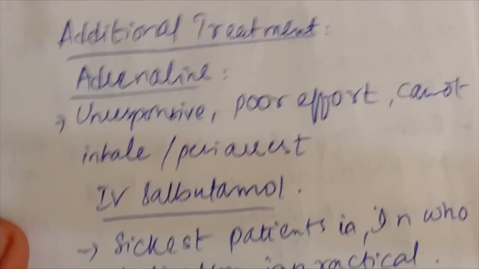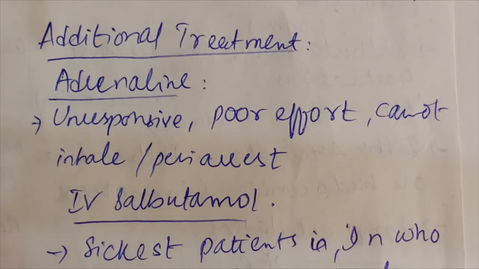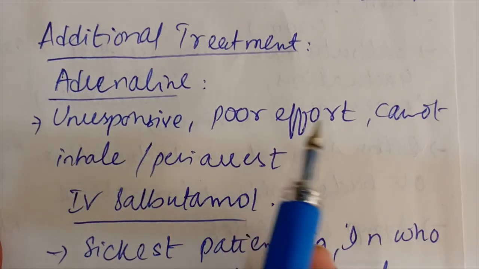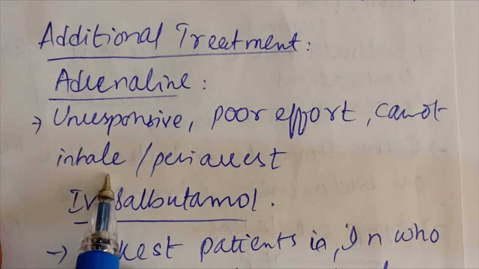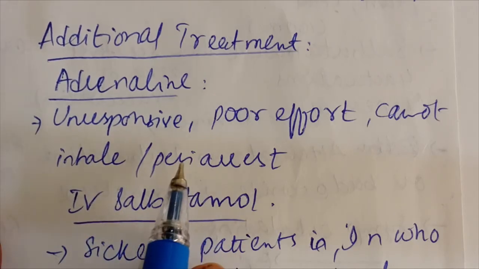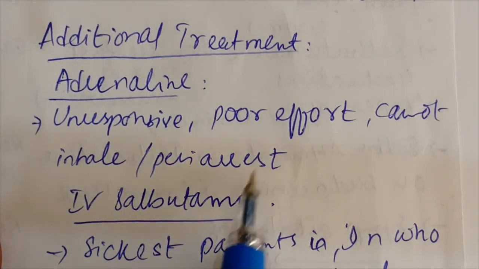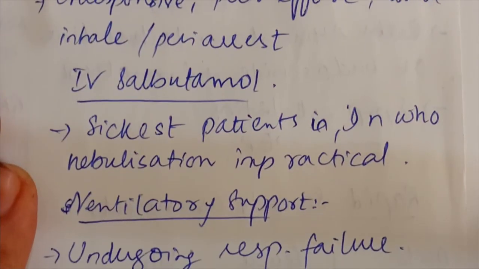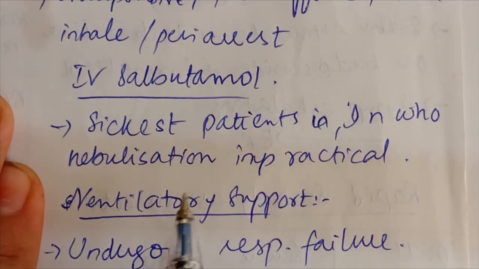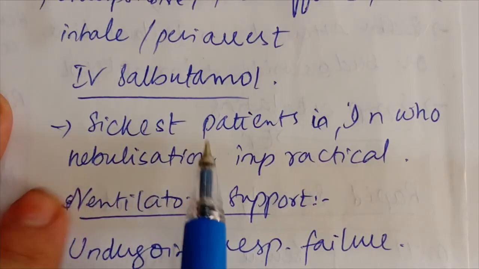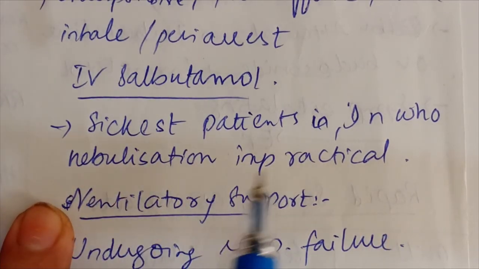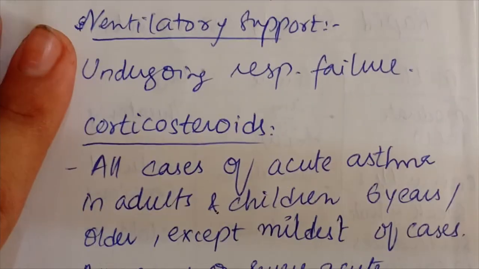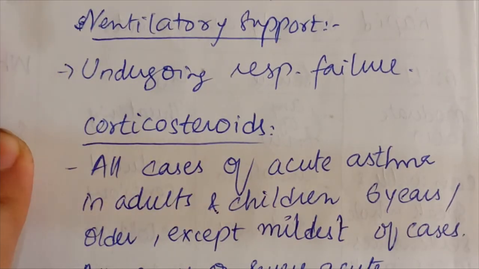What are the additional treatment options for asthma exacerbation? Adrenaline is given when the patient is unresponsive, there is poor respiratory effort, the patient cannot inhale, and we see that the patient is going into arrest or is peri-arrest. So we are going to administer adrenaline. IV salbutamol is given in the sickest patient in whom nebulization is impractical. Ventilatory support is also given if the patient is undergoing respiratory failure.